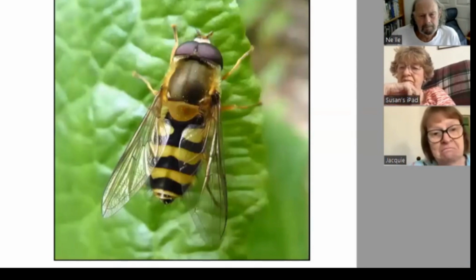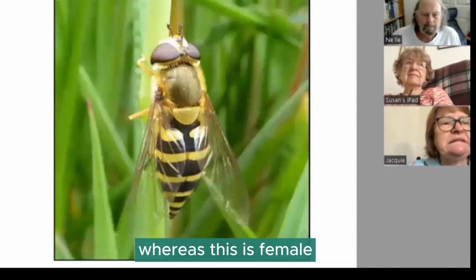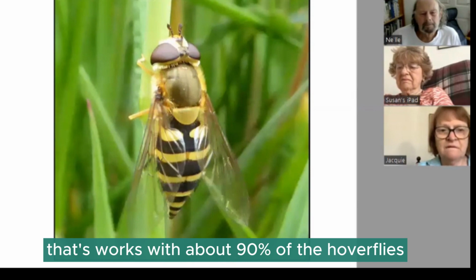So how do you know it's female? This is a male of the same species, and you'll notice its eyes are joined together at the top of its head. Whereas this is a female, and you can see there's a space between the eyes. That works with about 90% of the hoverflies, but there are some where it doesn't.